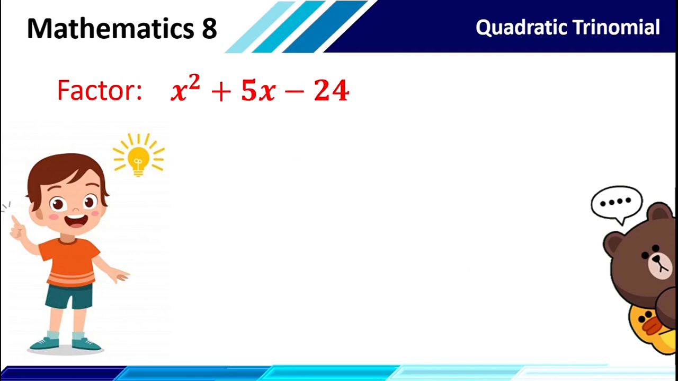For our last example, we have x squared plus 5x minus 24. Our first step is to check whether there is a common monomial factor and to check whether this is under perfect square trinomial. We see that there is no common monomial factor and this is not under perfect square trinomial. Therefore, we proceed on listing down all the factors of negative 24. We see that our last term is negative, therefore we will list down all the factors of negative 24 with opposite signs.